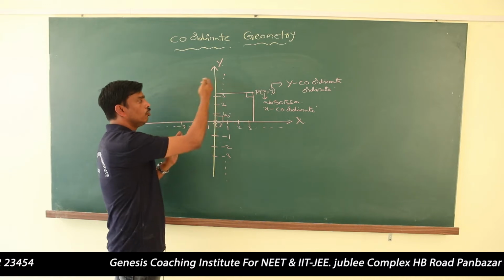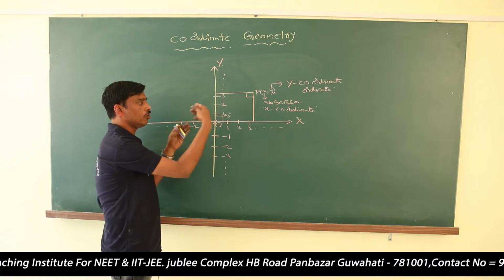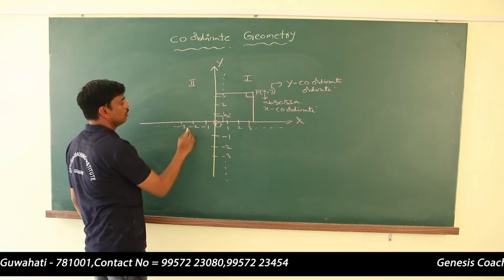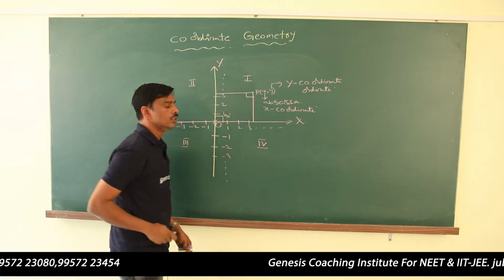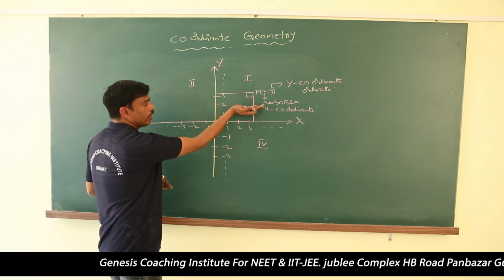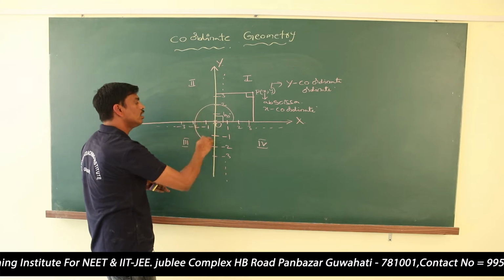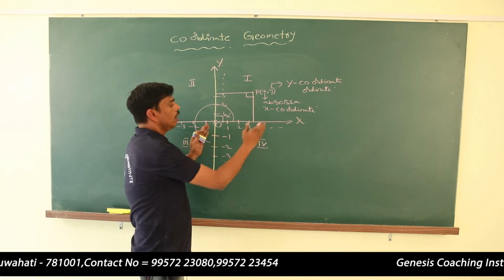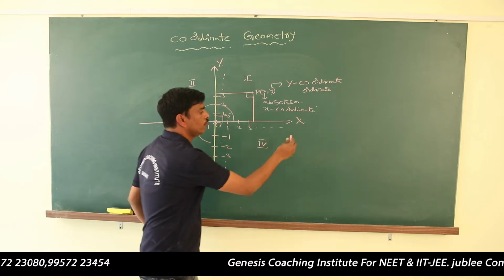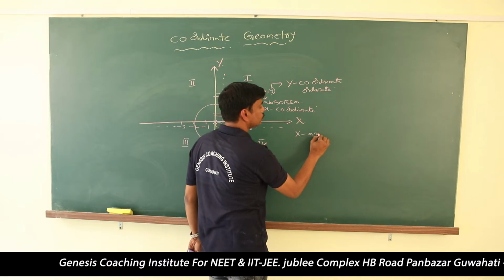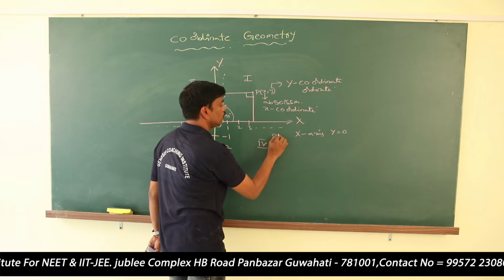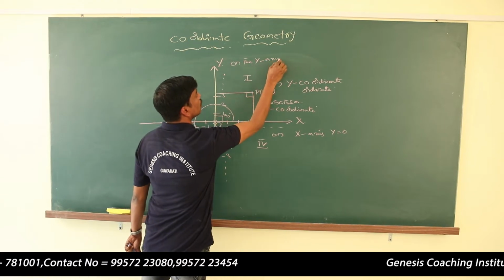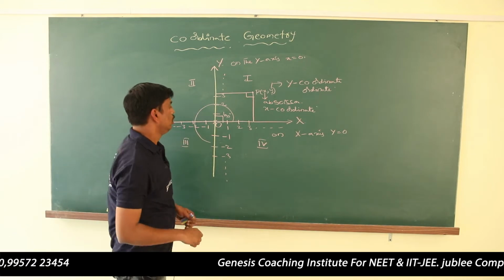It consists of 4 quadrants. What are they? We can use Roman numerals: this is the first, second, third and fourth quadrant. We begin with the top right quadrant, moving in the anti-clockwise direction. What about the axes? On the x-axis, the y coordinate is 0, so y equals 0. On the y-axis, x should be 0.